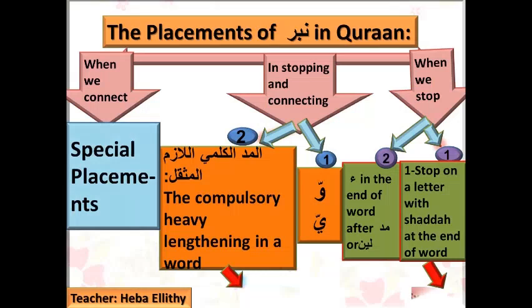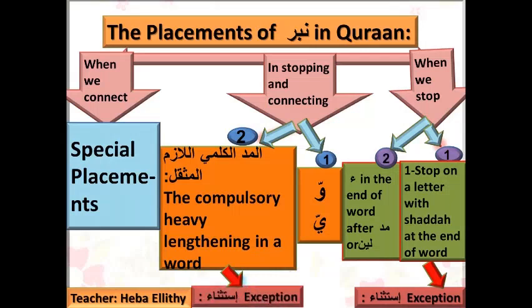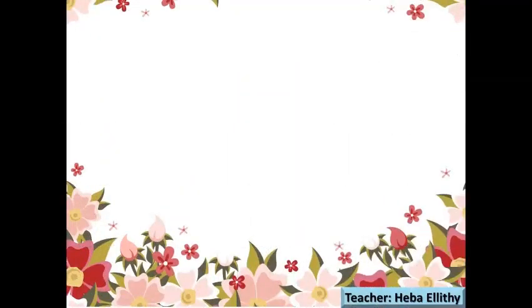We said we have an exception for stopping on a letter with a shadda at the end of the word. We explained it last class. You can go back to the last class. I will put the link for you in the description. And we have another exception in this case, which is al-madd al-lazim al-kalami al-muthaqqal. When we go through it, inshallah, we will see the exception of it too. Today we will talk about this case, Hamza at the end of a word after mad or leen letter. Let's go together and see this case and how we can read these words.